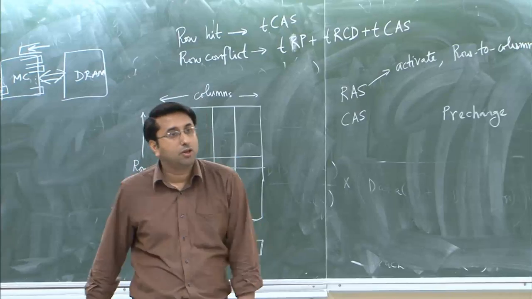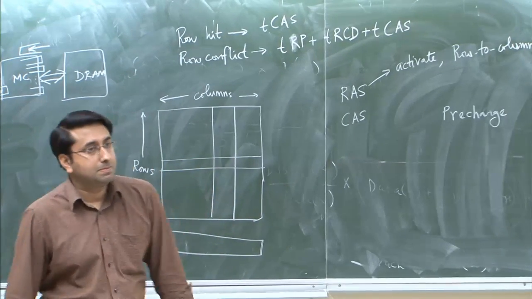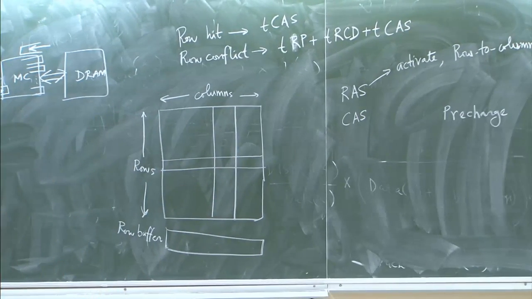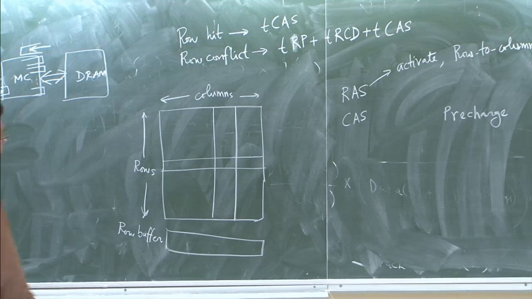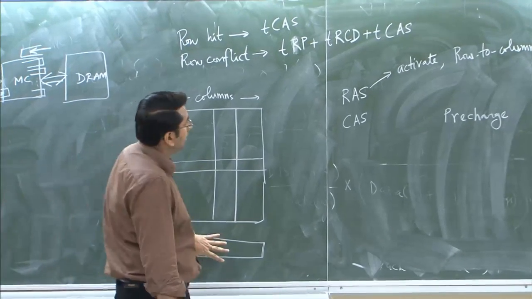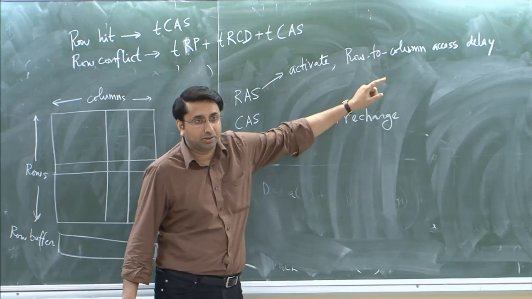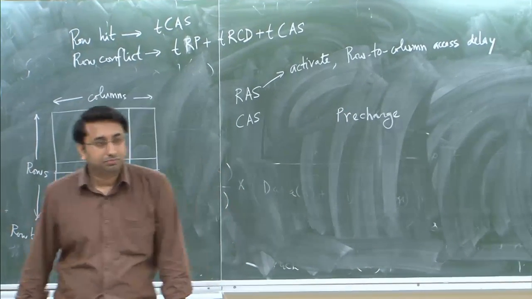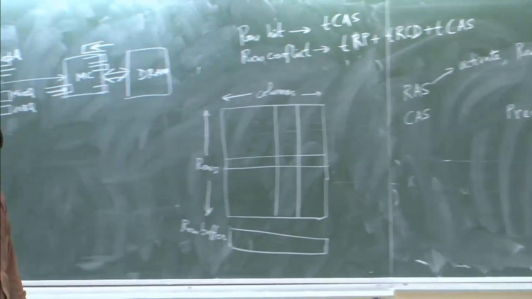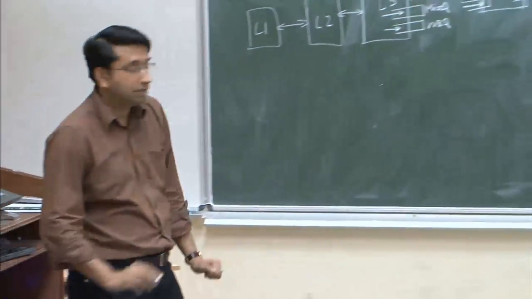So there is no separate time in the conflict for activating? No, there is no separate time. Activate is just a command. However, the row buffer is not stable until this much time, so you have to wait for this much time. Okay. Is it clear to everybody?